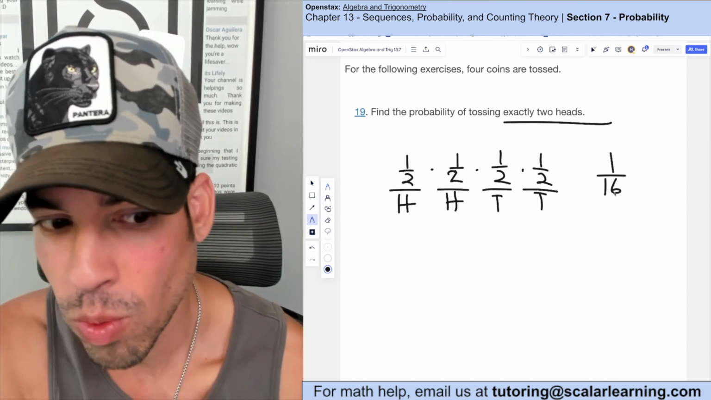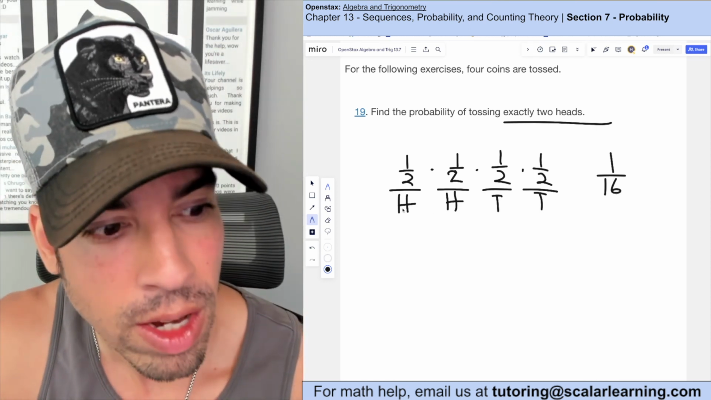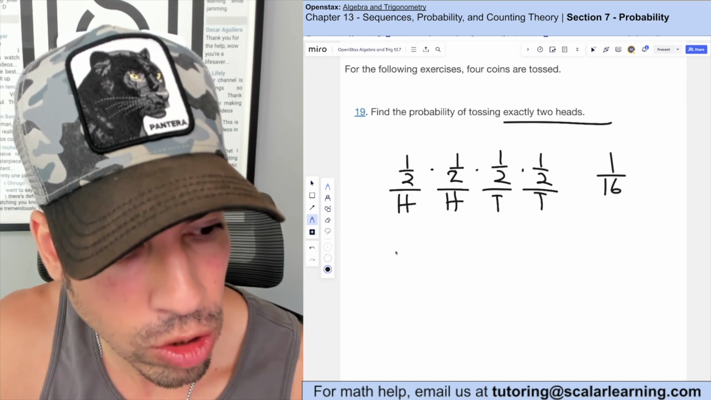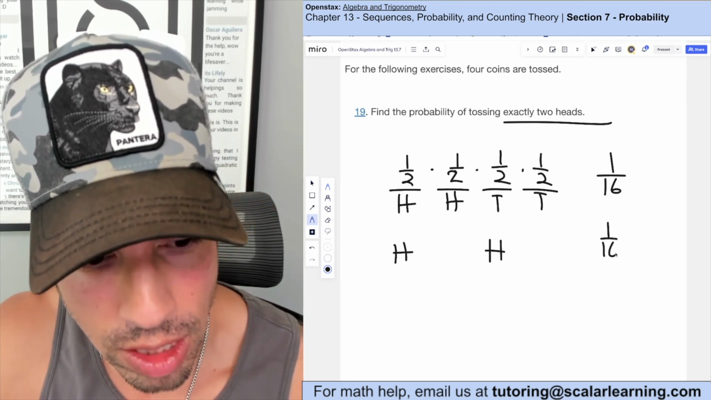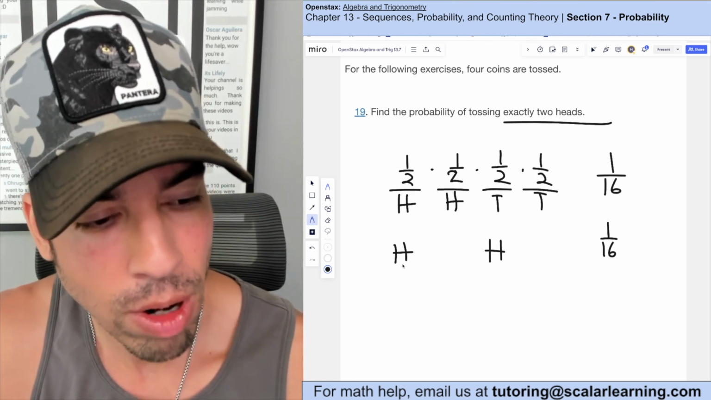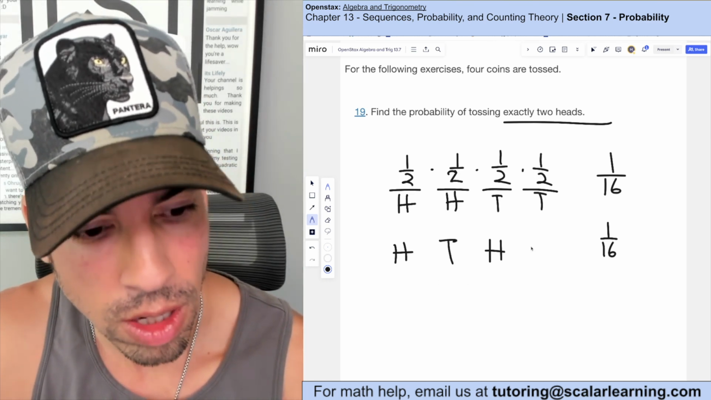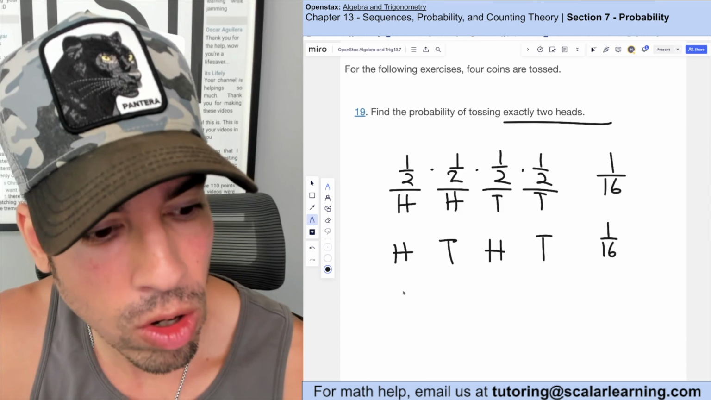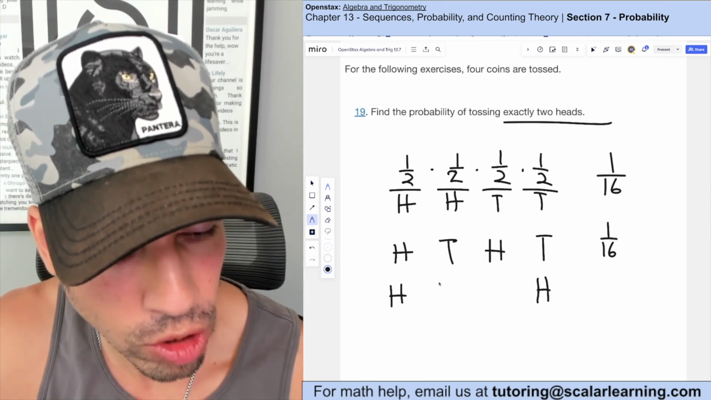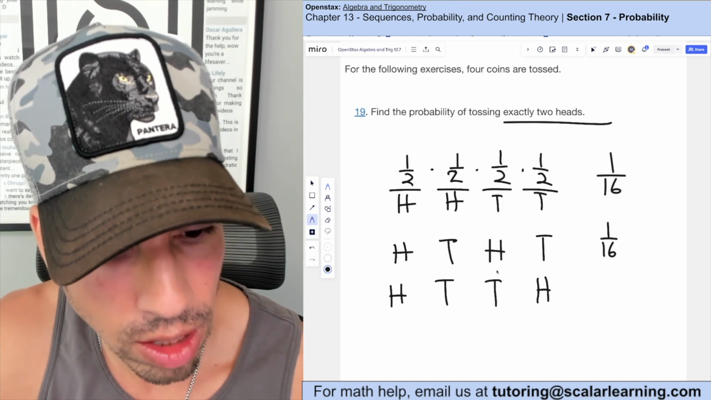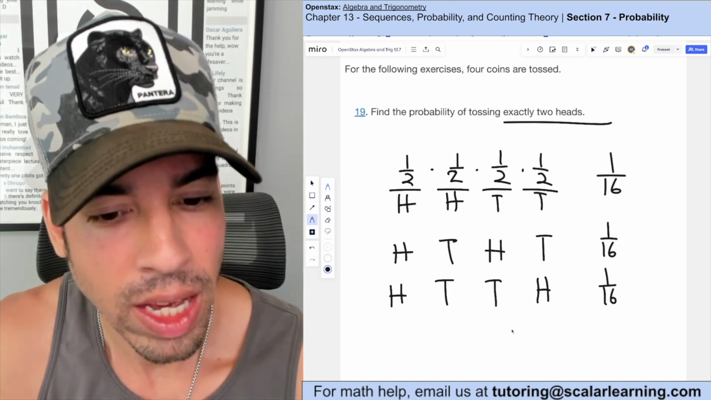But this is just one way to get exactly 2 heads, right? That's in the first 2 positions. We could also get 2 heads here and here. That would be another 1/16 probability because it's the same thing, right? Probability of getting a heads here, tails here, heads here, and tails here. Then we also could have heads here and heads here. That's another option, right? And then we'd have tails and tails. Again, that'd be 1/16. And so on and so forth.